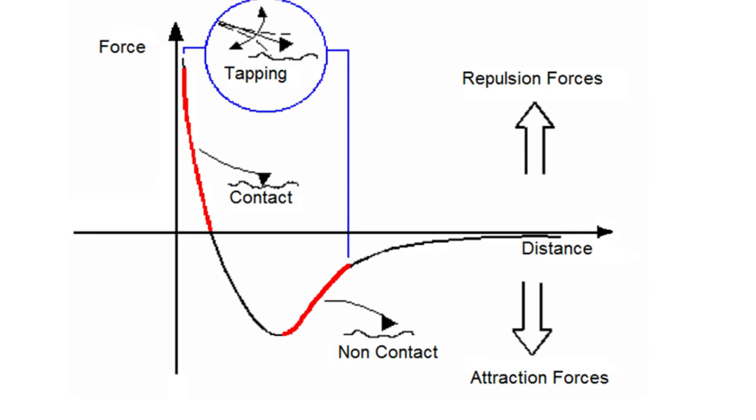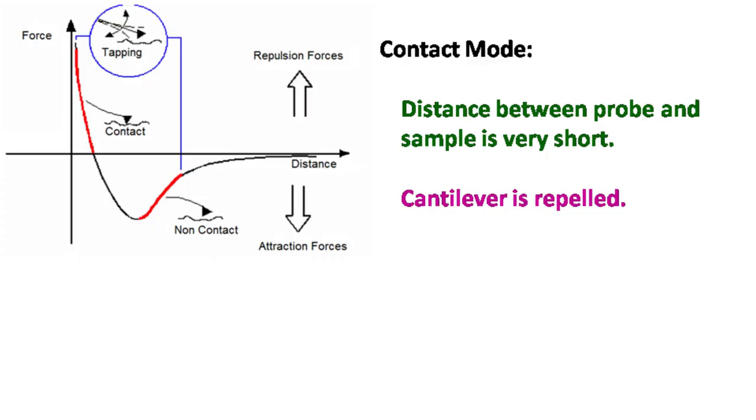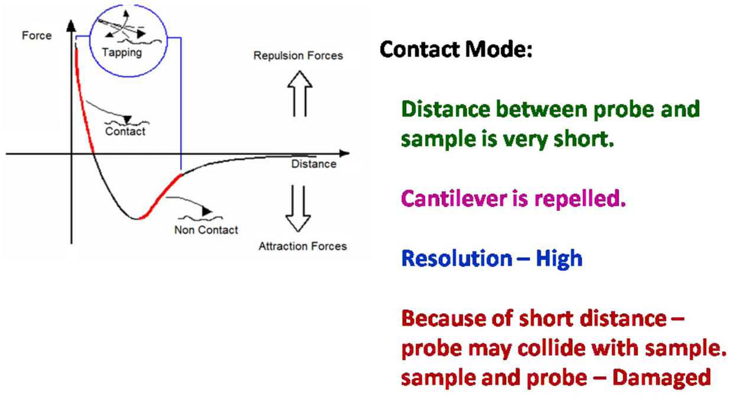There are three main modes in which the atomic force microscope is operated: contact mode, non-contact mode, and the tapping mode. In contact mode, the distance between the probe and the sample is kept very less. As a result, the cantilever is repelled. The resolution obtained by this mode is very high. However, because of the short distance, the probe may collide with the sample and damage the sample.